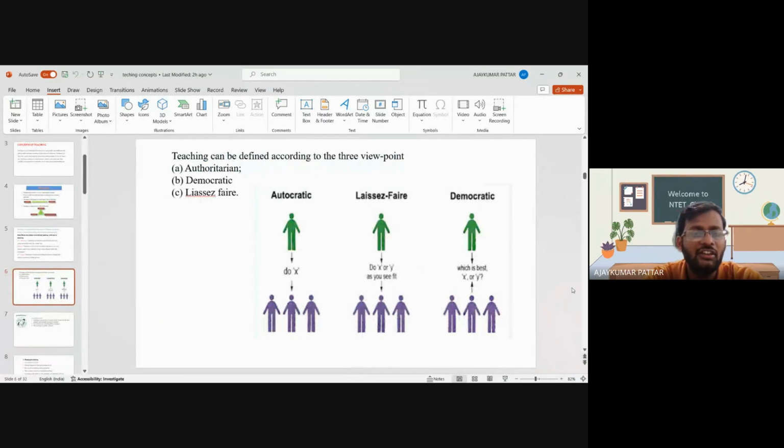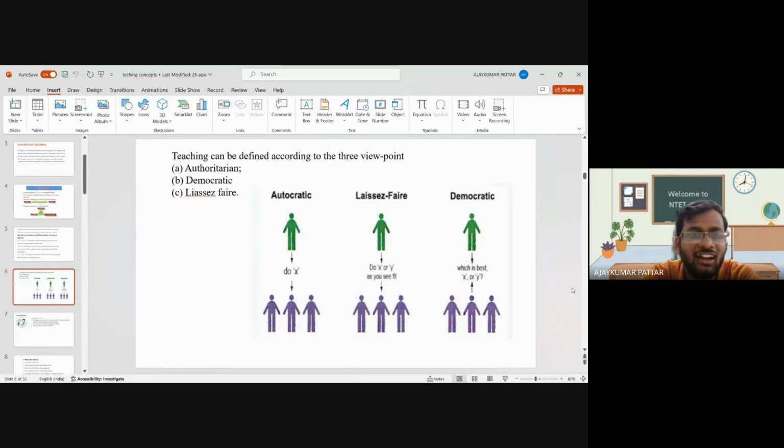Next, teaching can be defined according to three viewpoints. How we see teaching, according to viewpoint, we can define three types. First one is authoritarian type of teaching. Second one is democratic type of teaching. Third one is laissez-faire type of teaching. So we will see one by one what these types of teaching are.